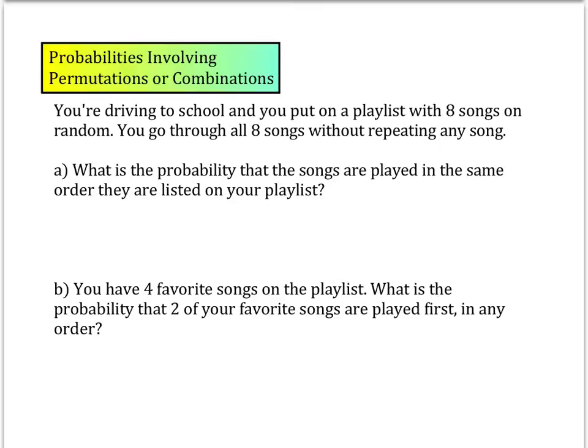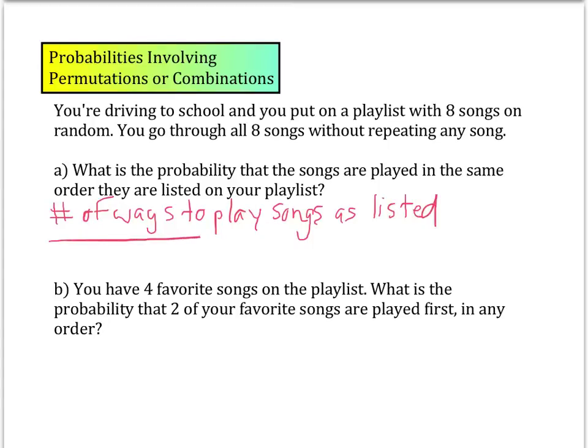So for this, we're still talking about theoretical probability. So the first part I want to figure out is number of ways to play songs as listed. Because that's really what we're concerned about here. We want to figure out what's the probability that these songs are played in the same order that they're listed. And that's going to be over the total number of combinations.